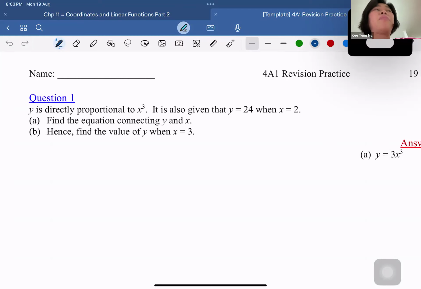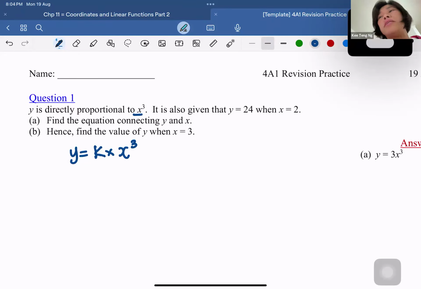Okay, directly proportional. So what is it? Y equals K times or K divide? Which one? Are you able to give me the answer? Directly proportional. Yes, correct. K times. So in this case, this is y equals K times x cubed. So x cubed itself. Remember to include the x cubed.